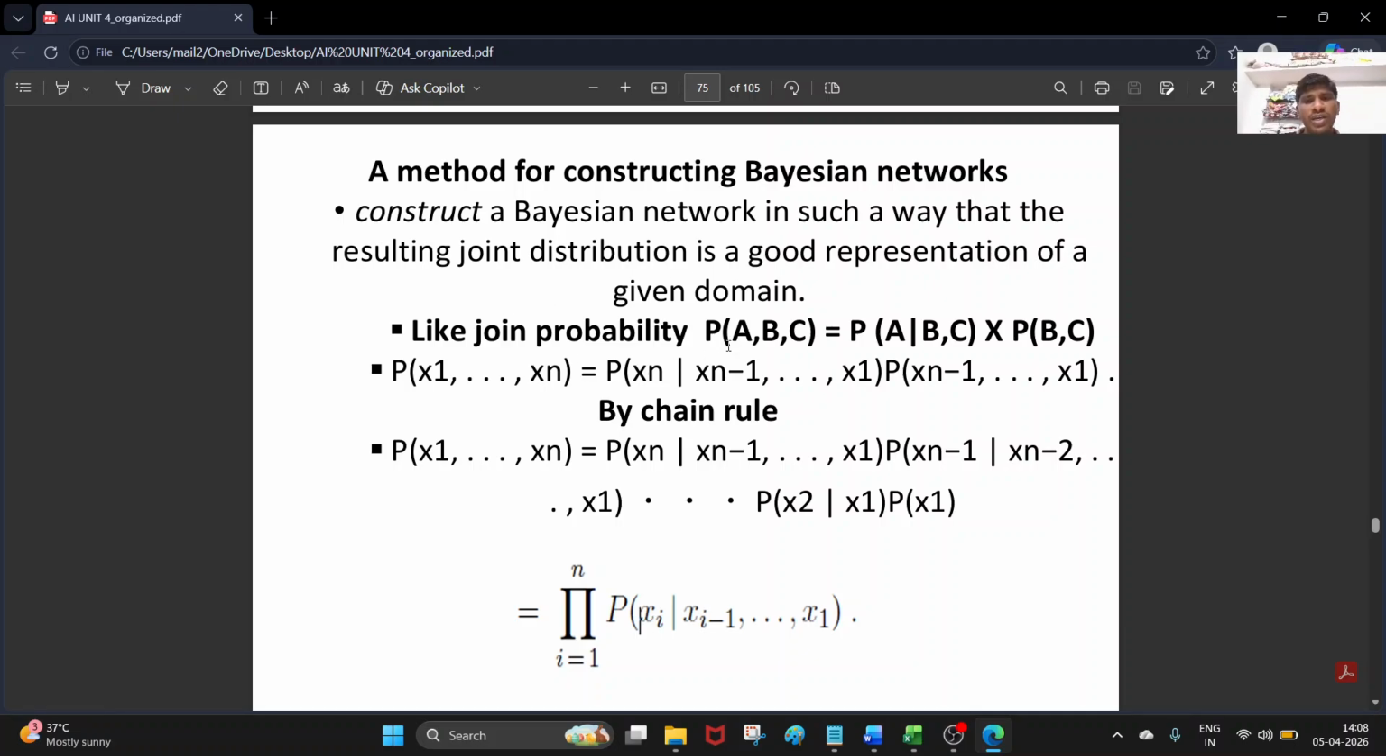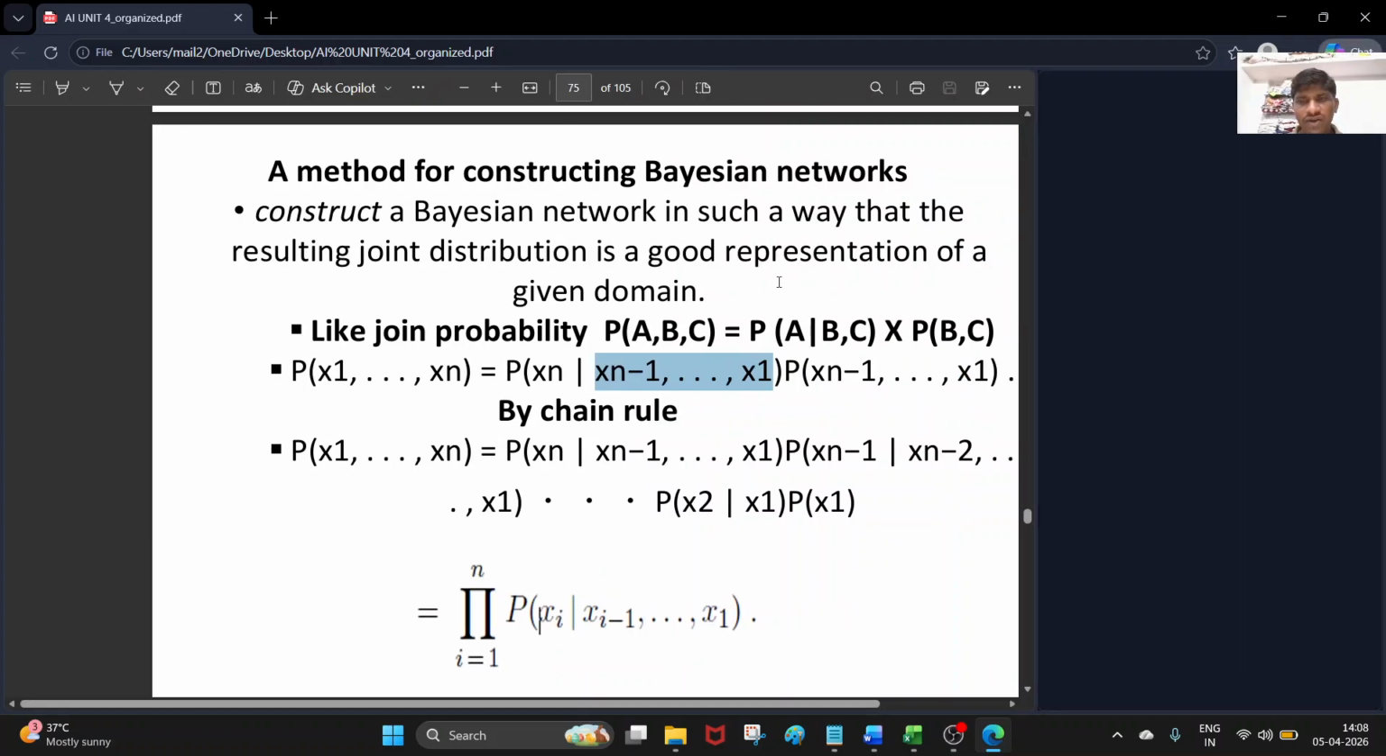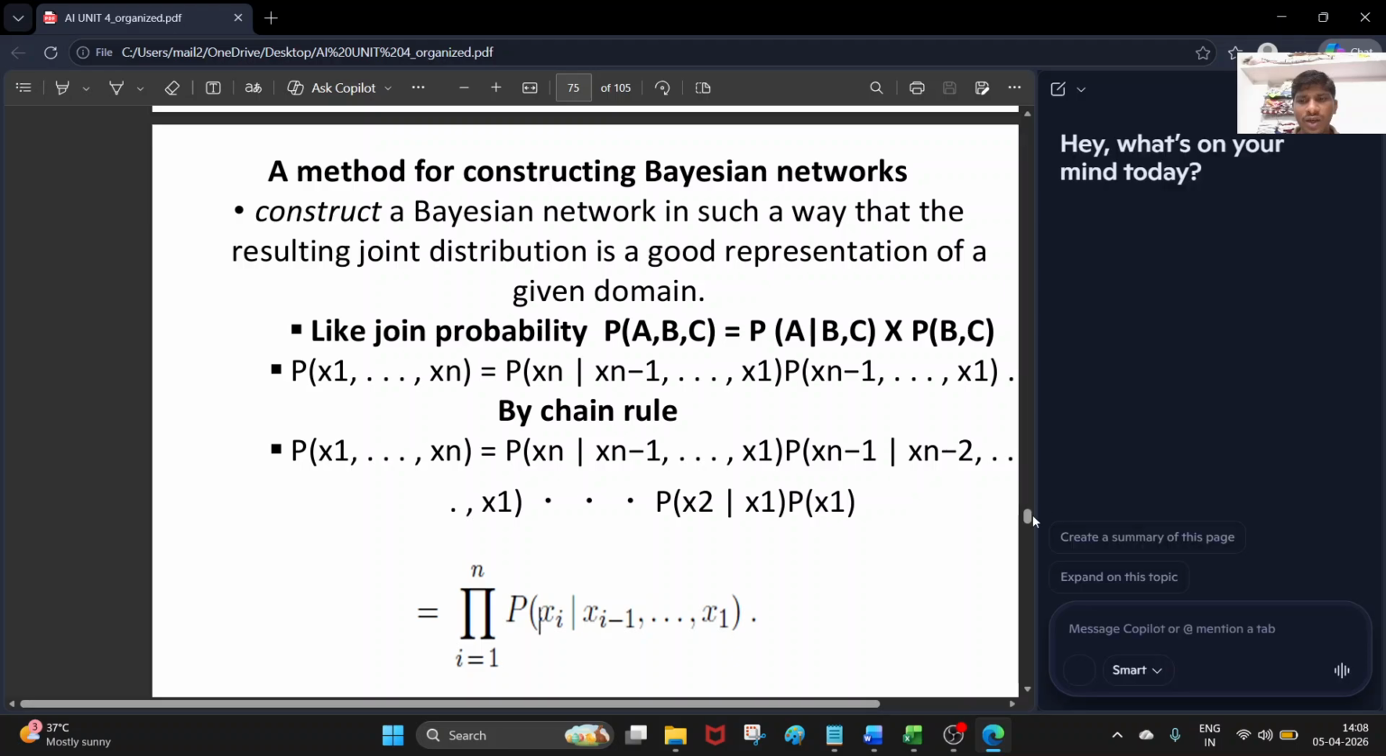The likelihood probability P of A given B can be calculated as P of A given B, C into P of B, C. Same way, we are going to use P of X, X1, etc. up to Xn. This can be rewritten as Xn given Xn minus 1. If you remove X1, what remaining things will be there? Xn minus 1, Xn minus 2, etc. up to Xn, X1. We have to multiply these remaining terms alone, where we have given these terms, and like that we have to multiply these values alone.